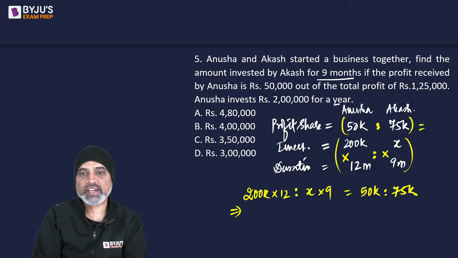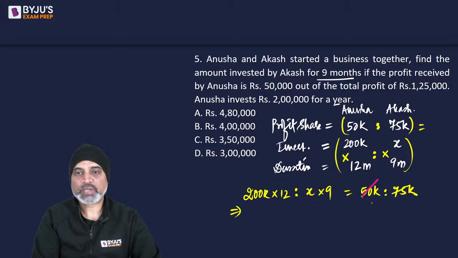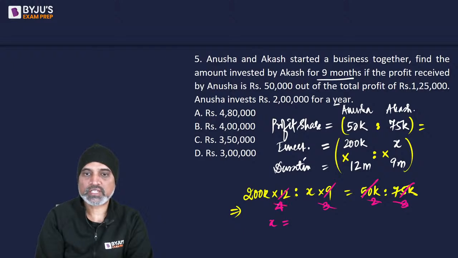So if you pay attention, this one will become 2, this one will become 3, 9 will become 3, 12 will become 4. So if we solve this, we will have X is equal to, now 3 also cancels out, 2 also cancels out. So this is going to give us 400,000. So option B.